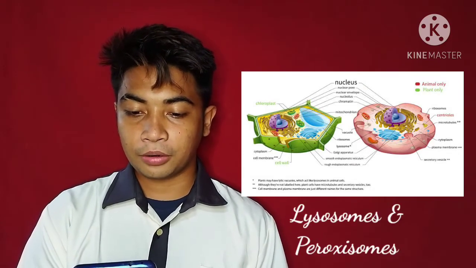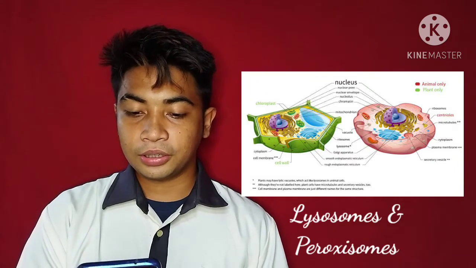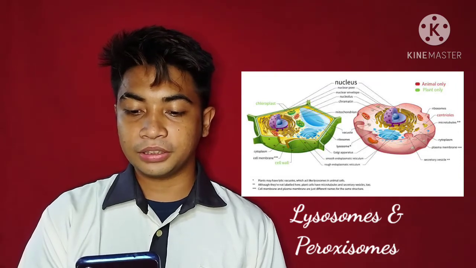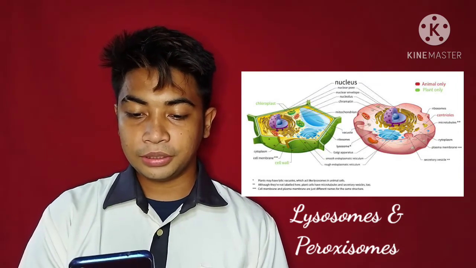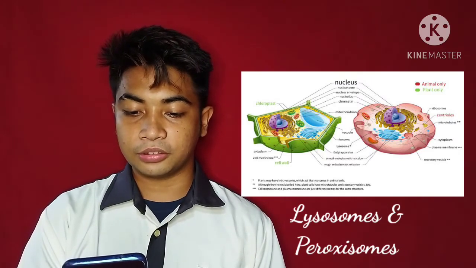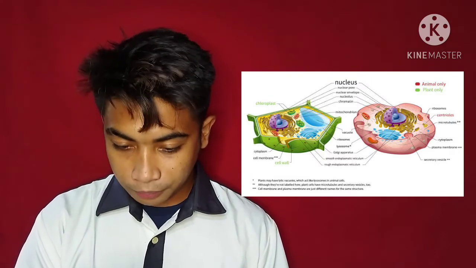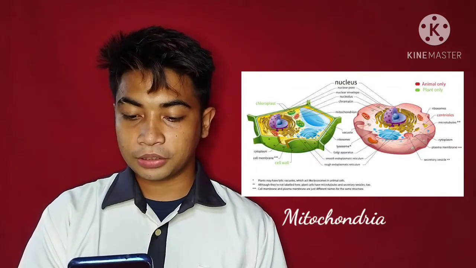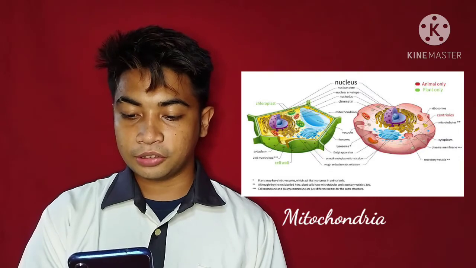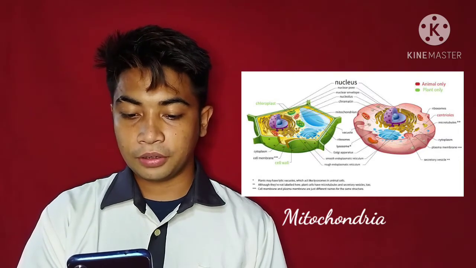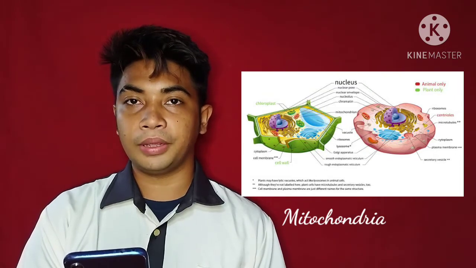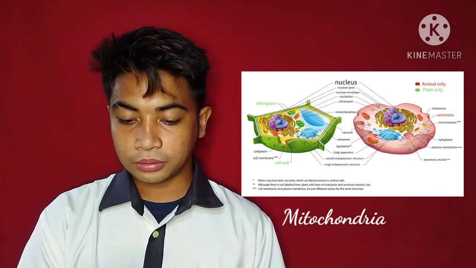Lysosomes and peroxisomes. These organelles are the recycling center of the cell. They digest foreign bacteria that invade the cell, rid the cell of toxic substances, and recycle worn-out cell components. Mitochondria are complex organelles that convert energy from food into a form that the cell can use. They have their own genetic material separate from the DNA in the nucleus and can make copies of themselves.